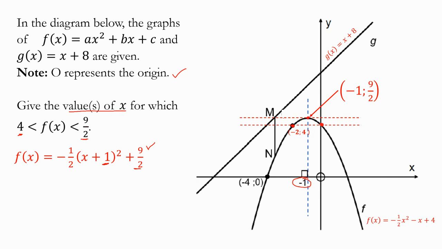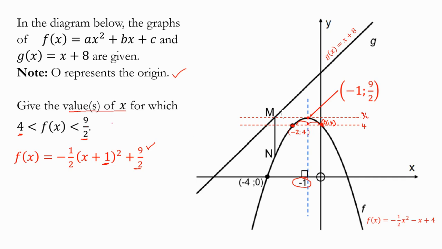Okay, you see that? Now you can do that by using the axis of symmetry. From -1, you go to the left, you count 1 unit, -1, -2. When you count to the right, -1, 0. You see that? So this point here is actually 0, 4. Okay, so along this line here, the function is equal to 4. And along this line here, the function is equal to 9 over 2, the y value.